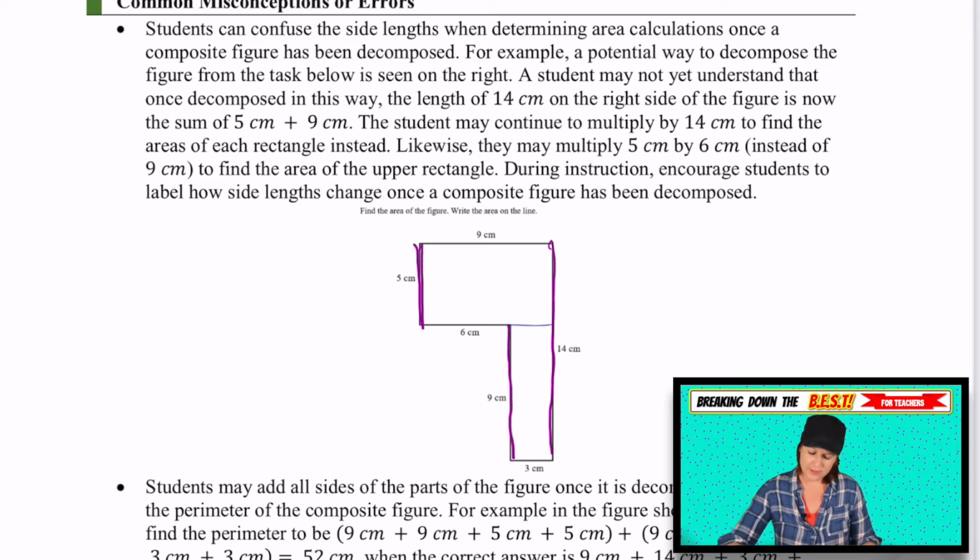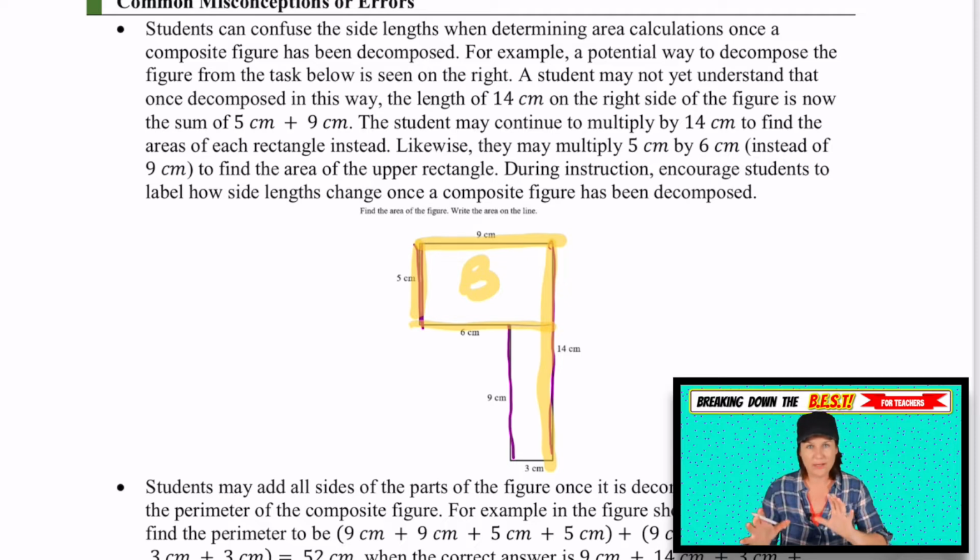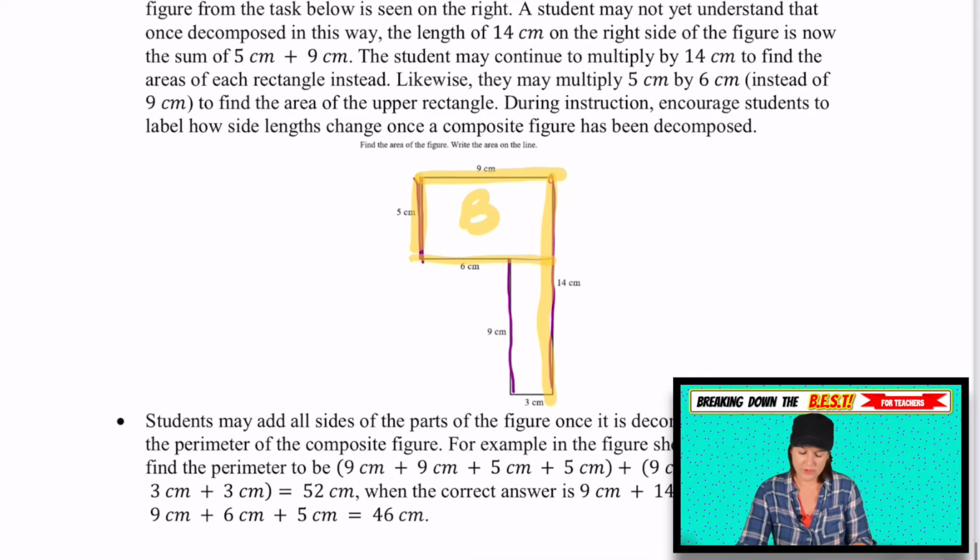Common misconceptions that students might make. For instance, with this one, let's say that we're trying to find the area of rectangle B. They might say, okay, well, 9 centimeters is the length, and 14 centimeters is the width. But that's not the case here. It's actually 5 because it ends right here. So the students may confuse where they need to break it off and which one they should use, the 5 centimeters or the 14. So having those conversations is really good.